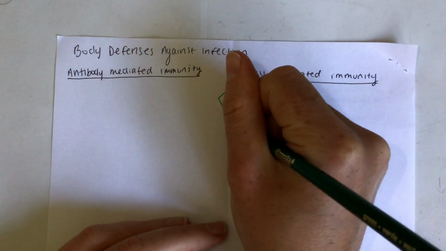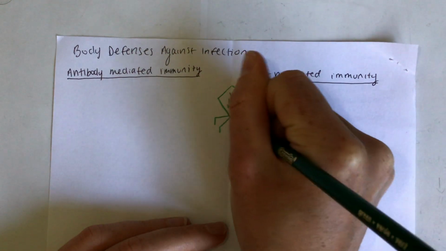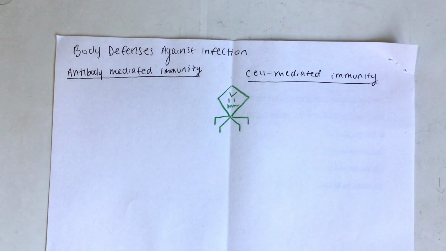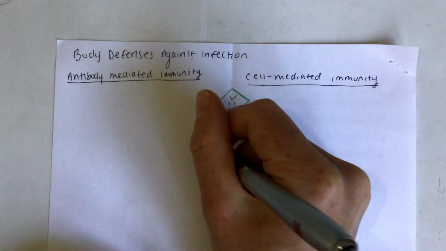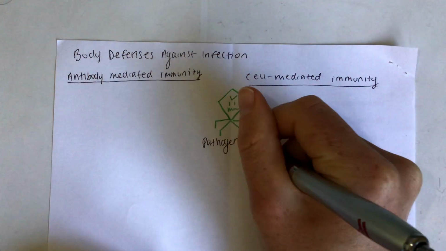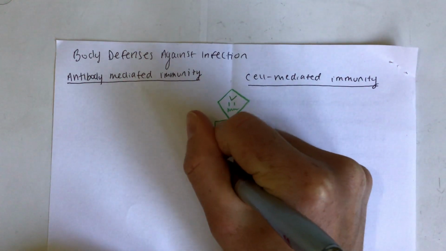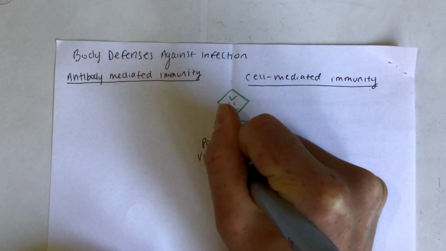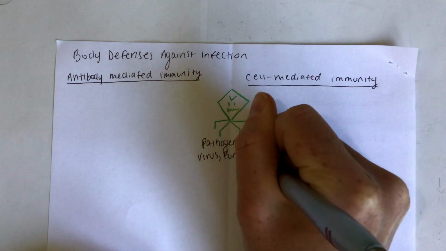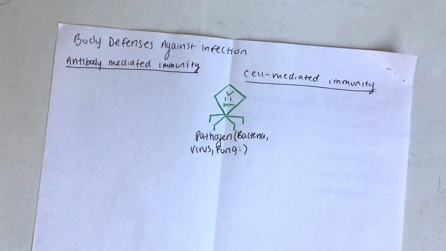Bacteriophage, and he's going to be a little angry looking scary guy. I'm going to label this pathogen, and in parentheses just write a couple of examples like bacteria, viruses, fungi, etc.